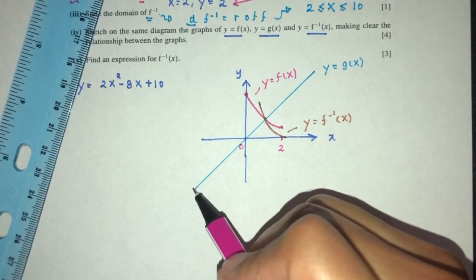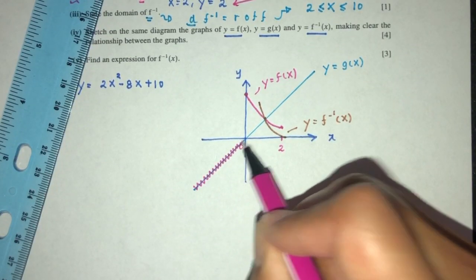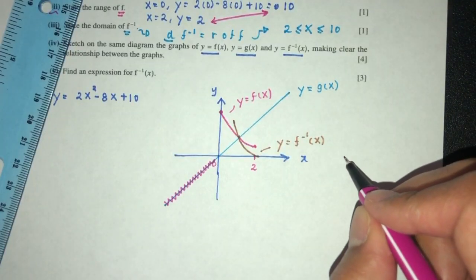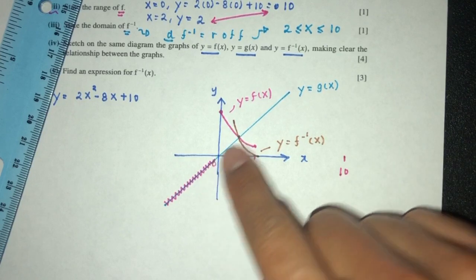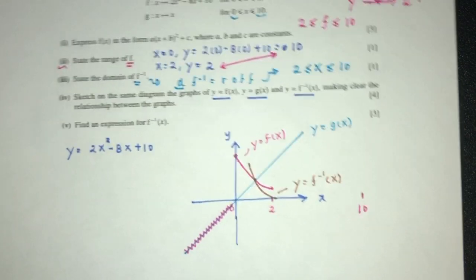So in this case I will have to remove this part. Why? Because g of x is only defined for the values of x between 0 and 10. You have to also mark 10 somewhere over here to show that you will continue the line up till 10. Okay, that will be part 4 of the question.